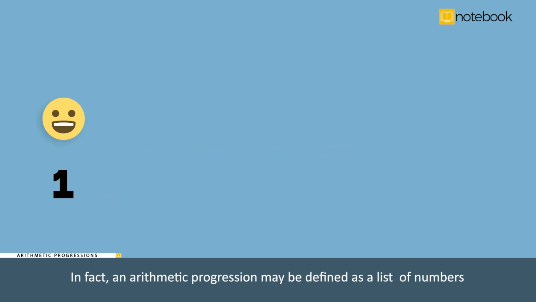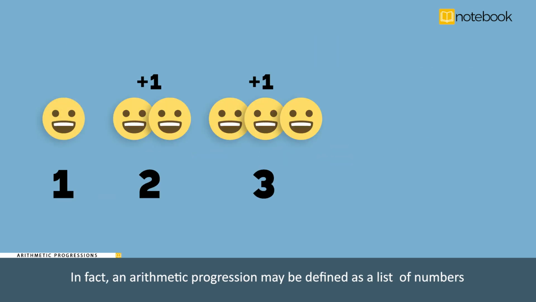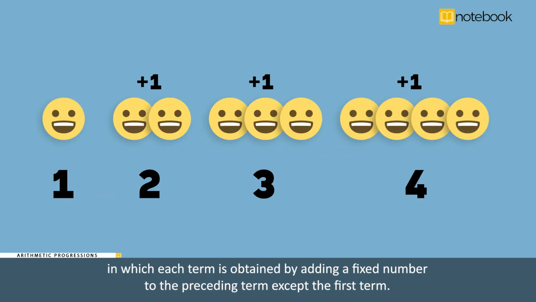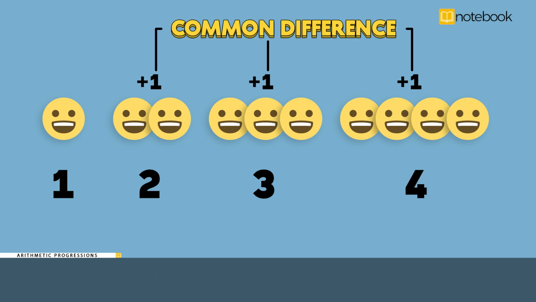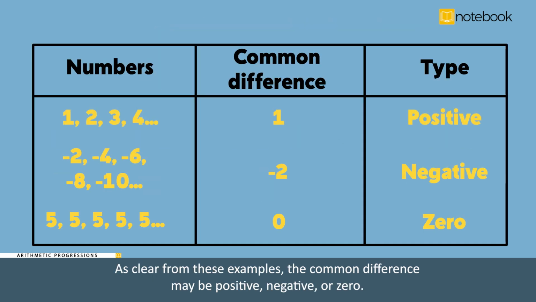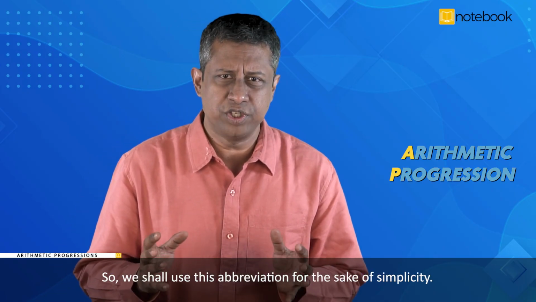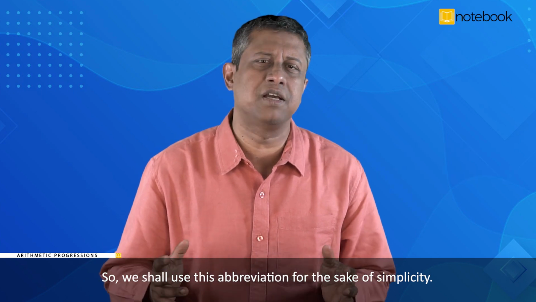In fact, an arithmetic progression may be defined as a list of numbers in which each term is obtained by adding a fixed number to the preceding term except the first term. The fixed number is known as the common difference. As clear from these examples, the common difference may be positive, negative, or 0. Friends, an arithmetic progression is abbreviated as AP. So we shall use this abbreviation for the sake of simplicity.